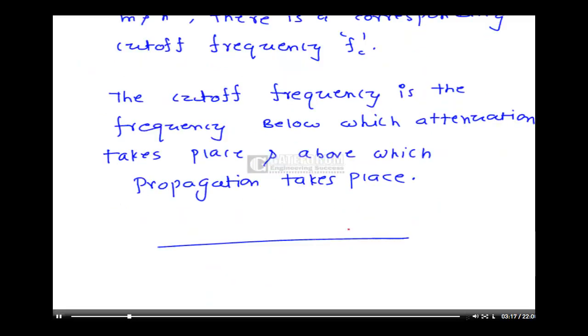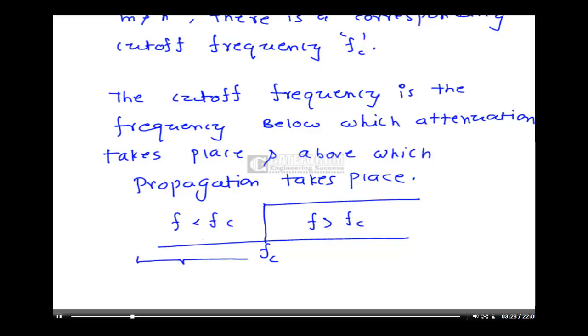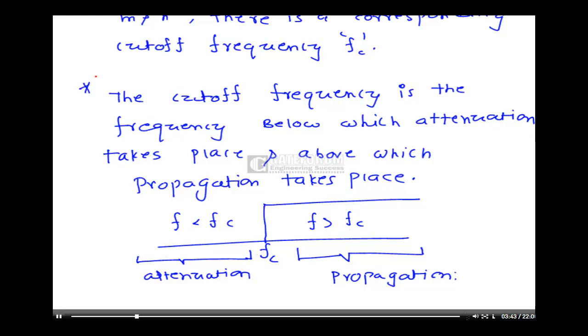So, this we can represent on a graph. This is Fc. So, F greater than Fc, F less than Fc. Here, only attenuation, and in this region, propagation. That's why a waveguide is called a high pass filter. So, like this we can define the cutoff frequency.